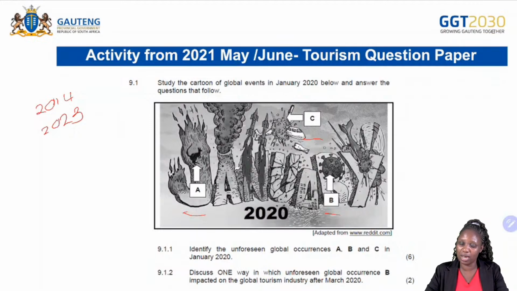Then question 9.1.2. Discuss one way in which unforeseen global occurrence B impacted on the global tourism industry after March 2020. And then there will be a mark allocation. This one is 2. The first one is 6. Make sure you check the mark allocation when you are answering. Make sure you answer so that you get all the points. All right, great. I'll give you 5 minutes to answer the questions. Then we'll meet in 5 minutes. Let's start writing.